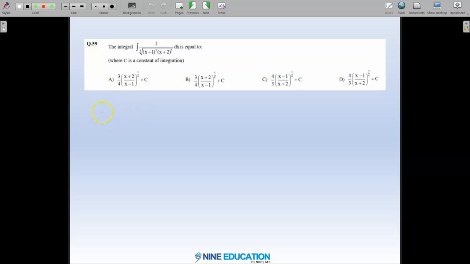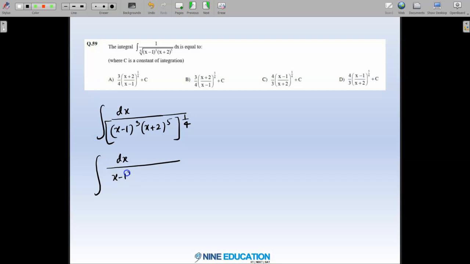Question number 59 is, integration of dx divided by, we have x minus 1 cube and x plus 2 power 5, and then the whole to the power 1 by 4 basically. So x minus 1 cube, then we have x plus 2 power 5, and then the entire thing has power 1 by 4. So it means the question is dx by x minus 1 power 3 by 4 and x plus 2 power 5 by 4.